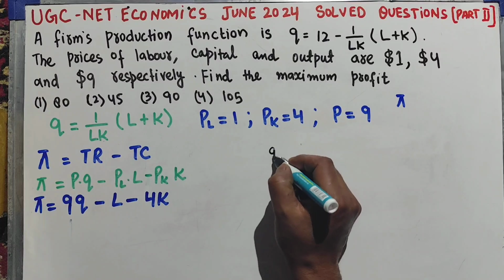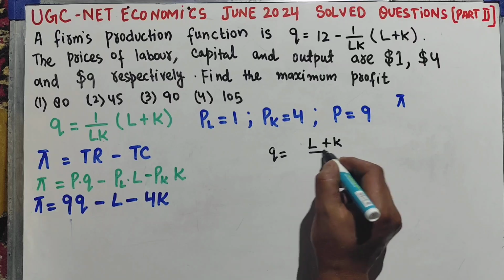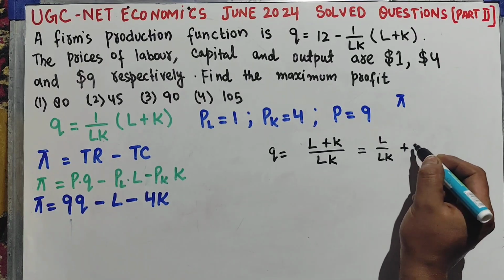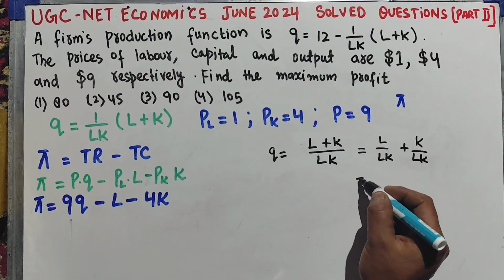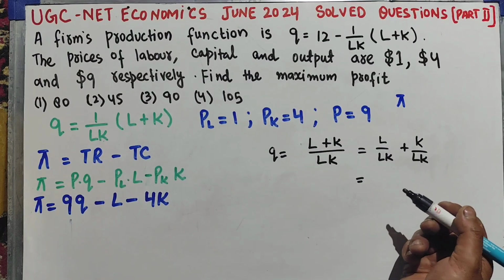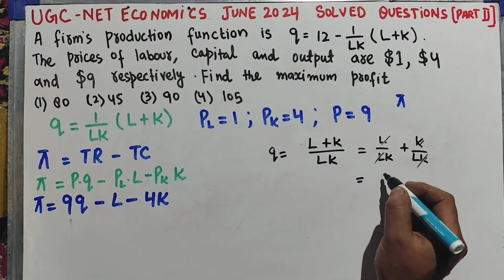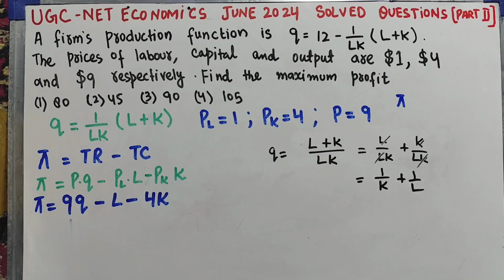If I write Q is equal to, can I write it like this, L plus K divided by LK, and it will be equal to L upon LK plus K upon LK. Okay, so I am just expanding this using the basic rules of addition when we have the numbers or the variables in fractional forms. So here L and L get cancelled, K and K get cancelled, we get 1 upon K plus 1 upon L.